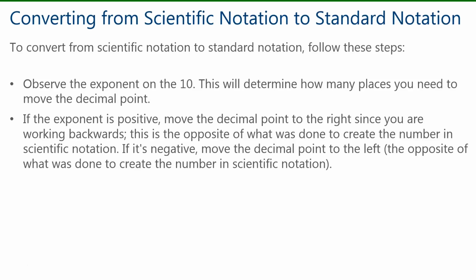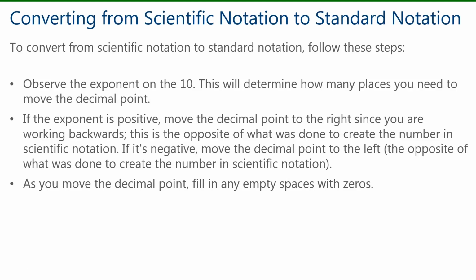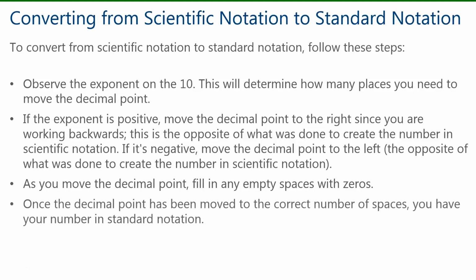This is the opposite of what was done to create the number in scientific notation. If it's negative, then move the decimal point to the left, the opposite of what was done to create the number in scientific notation. As you move the decimal point, fill in any empty spaces with zeros. Once the decimal point has been moved to the correct number of spaces, you have your number in standard notation.